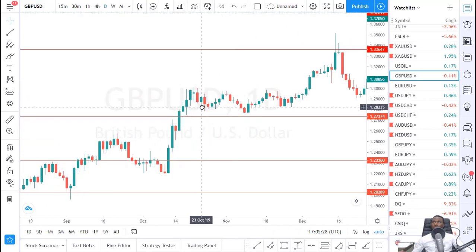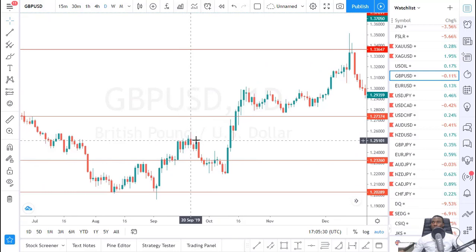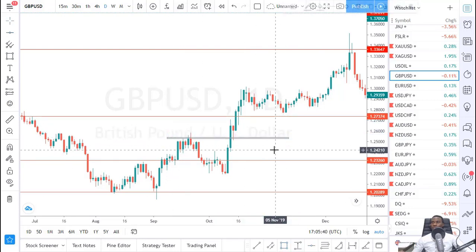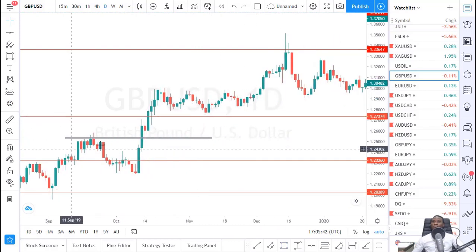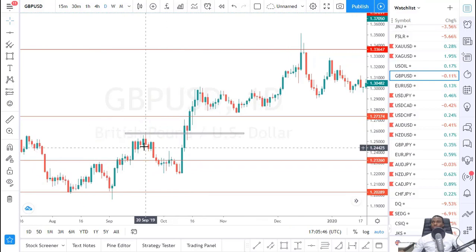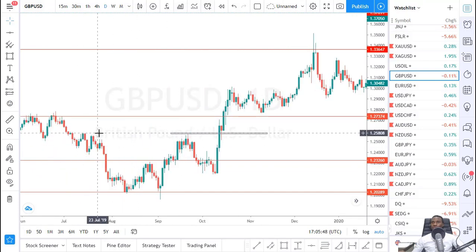So right here we can see we got a reaction at this level. So we can tag this level right here. It's a resistance structure. This is the highest swing right here. When price broke this resistance structure, we can see we got a resistance right here.